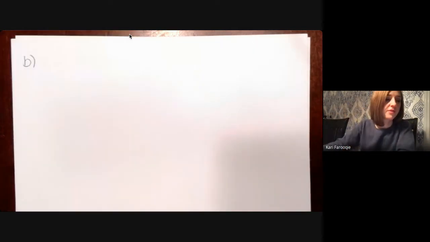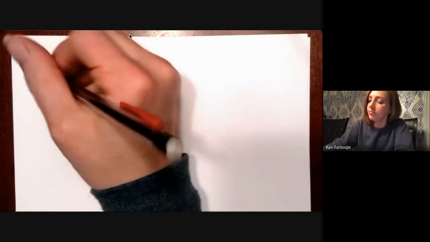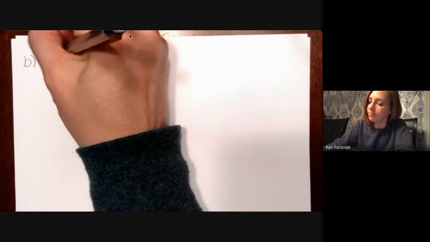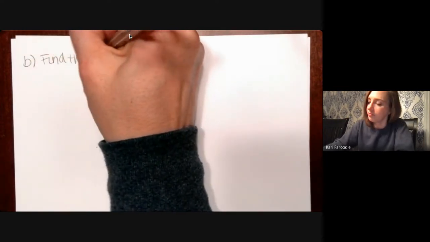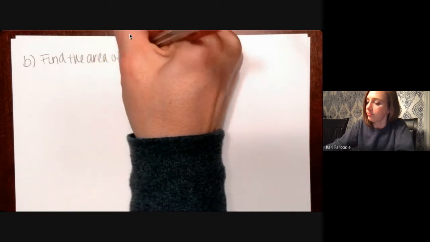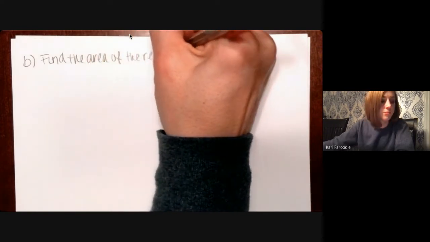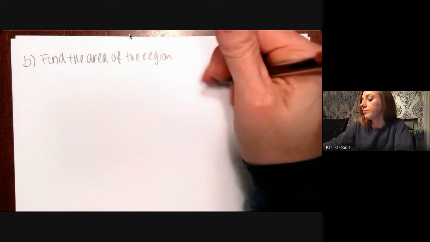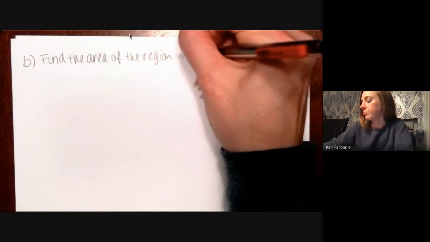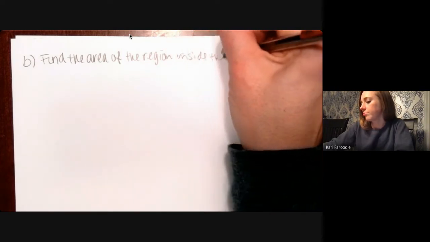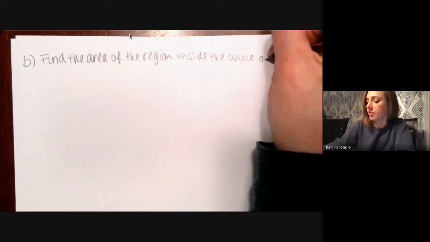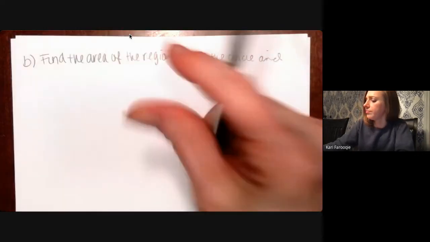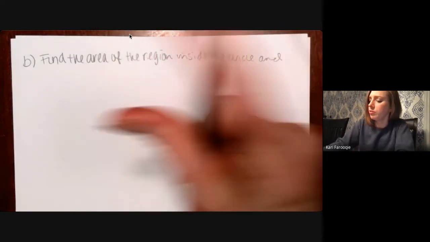B. Find the area of the region inside the circle and outside the cardioid.